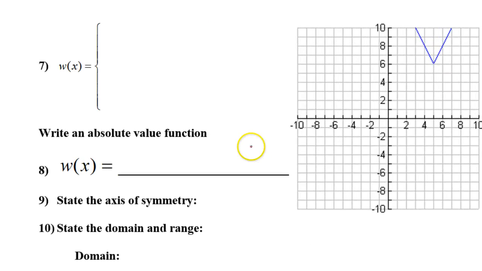All right, let's see. So here's another graph, and we're supposed to write a piecewise function for it. Now this happens to be an absolute value function, and we'll write that later when we do number 8. But so here's the vertex. So the vertex helps to separate this graph into 2 pieces. This piece on the left, which is going to be in red, and this piece on the right, which is going to stay blue. Okay, let's do the piece on the left first.